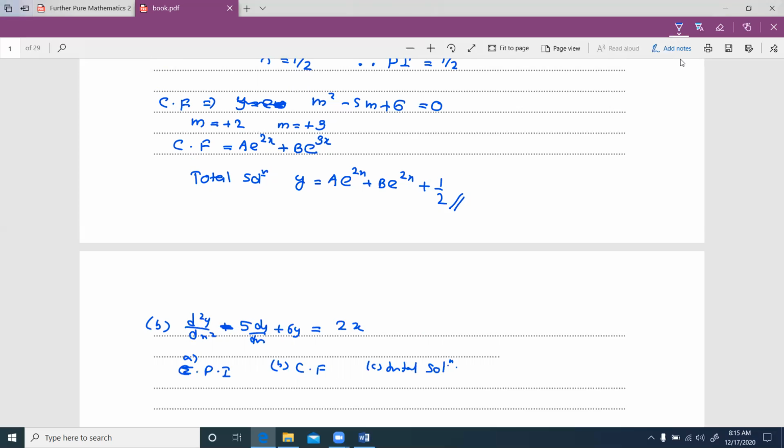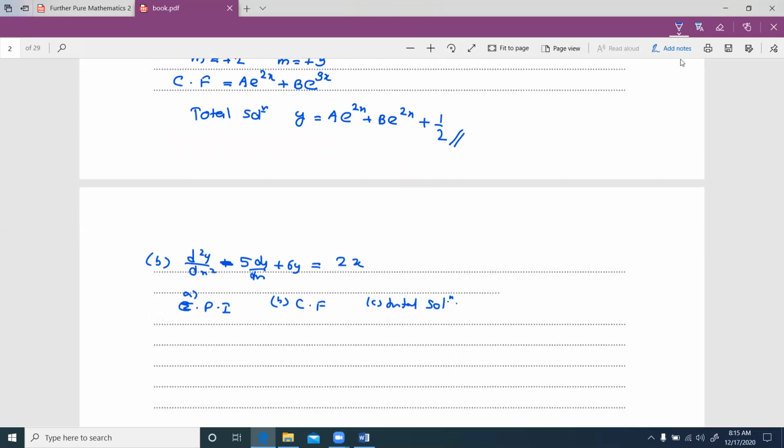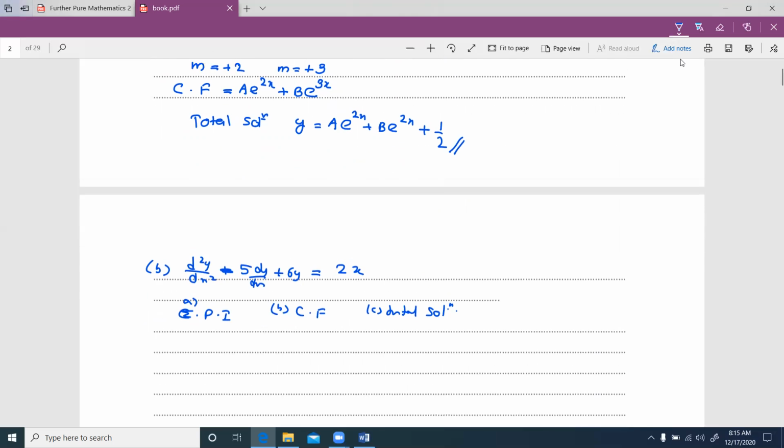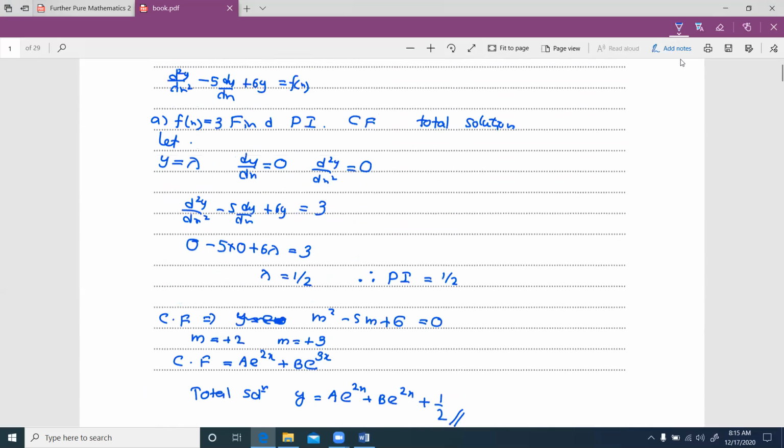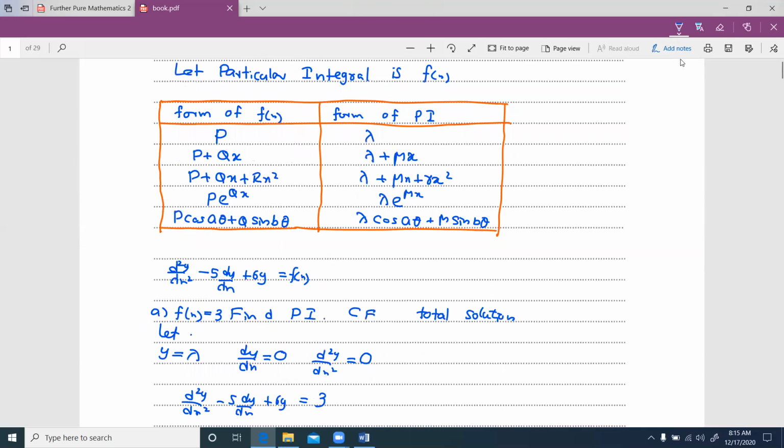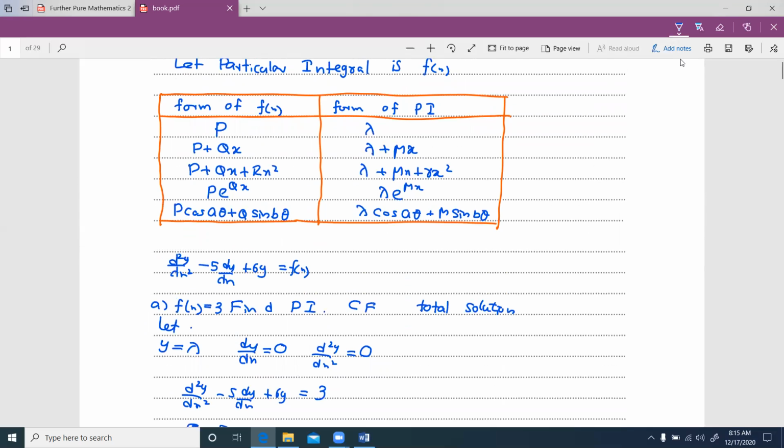Total solution, let's see how to do this. But in this case, initially same fact we will consider, y equals to 2x. To find the particular integral, if it is just like a polynomial format, we'll just put it as lambda plus mu x. Here you get only 2x, but we need to work in this format.